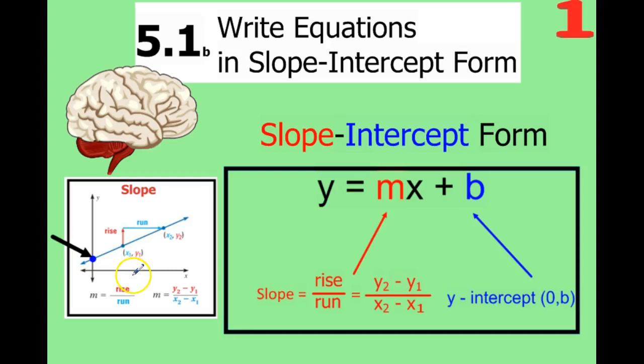Good morning. Today we are continuing to write equations in slope-intercept form. Reminder, that is the form y equals mx plus b, because m is our slope, which you can find by counting rise over run from one point to the next. Count how many you go up and then how many you go over.